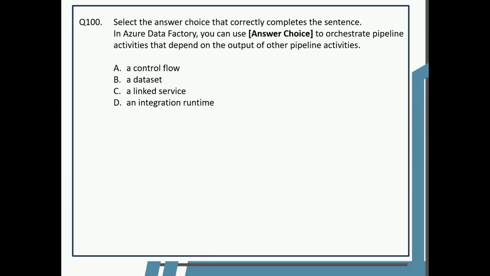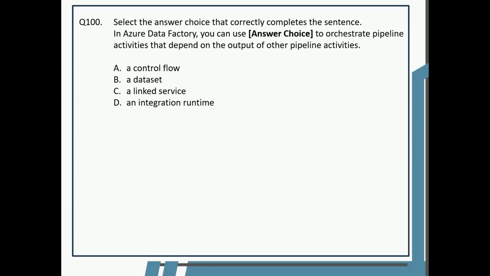Okay, the 100th question of the series asks which Azure Data Factory component is used to orchestrate pipeline activities that depend on the output of other pipeline activities. Your options are control flow, data set, linked service, and integration runtime.